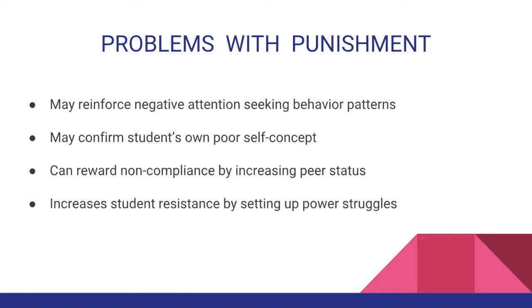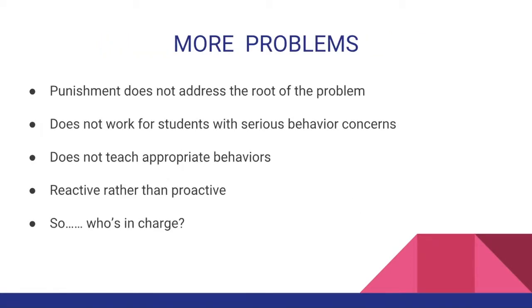Problems with punishment. When we punish students for their behavior, that may actually reinforce negative attention-seeking behavior patterns. It may confirm the student's own poor self-concept. It can reward noncompliance by increasing peer status. It increases student resistance by setting up power struggles. It also doesn't address the root of the problem. It doesn't work for students with serious behavior problems. Punishment does not teach appropriate behaviors. It's reactive rather than proactive, and sometimes we have to wonder who's in charge.